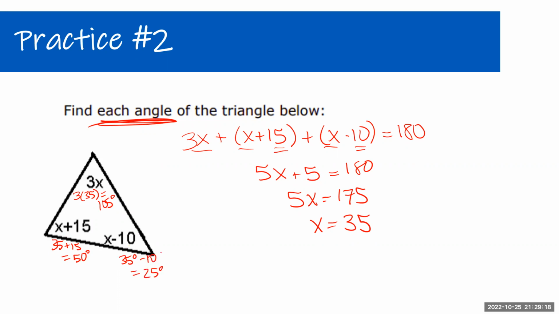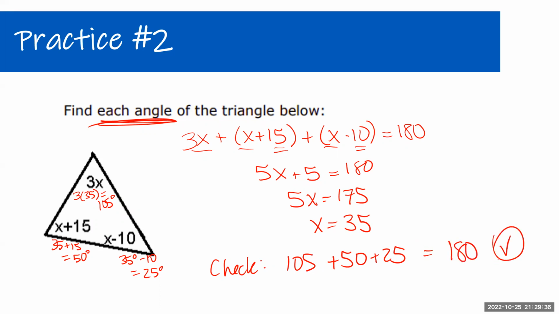Now we should always check ourselves here, okay? Is 105 plus 50 plus 25, what does that equal? 105 plus 50 is 155, plus 25 is in fact 180. So we are good to go. It is always advisable to check your answers here.